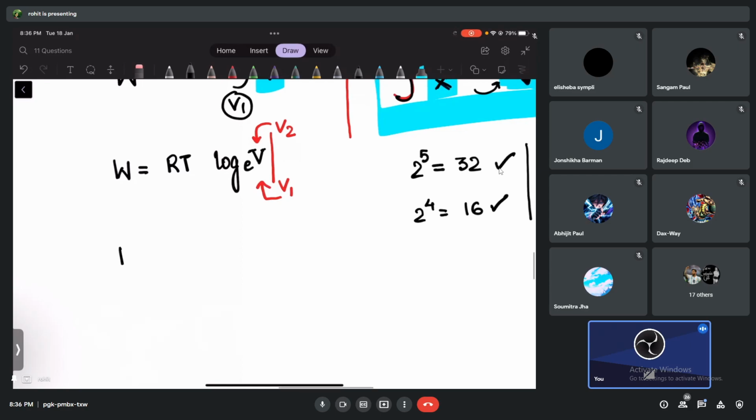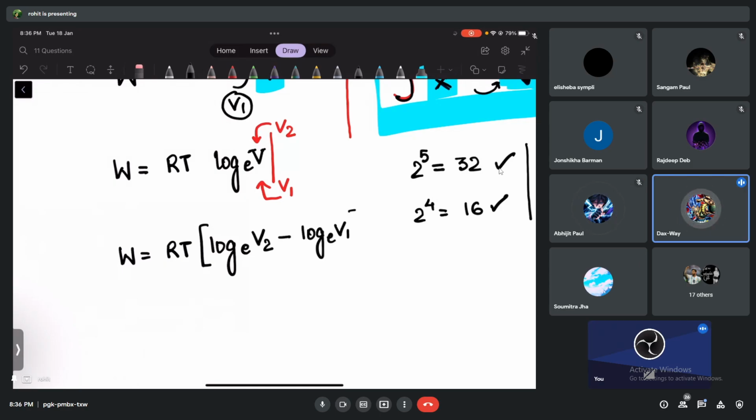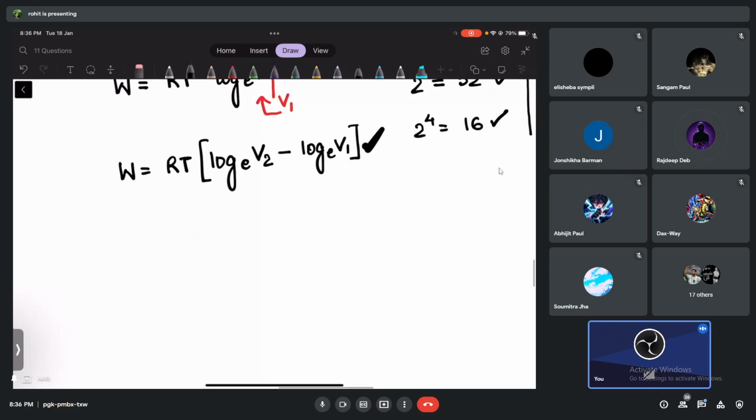So I'm going to write W equals RT log of, what should I write, guys? V or V2 now? So V2, the upper limit I've put, base e only, minus, what should I write? Log again, base e, but this time V1. I think this part is clear. Can I say this, guys? Anybody who did not understand, please let me know.